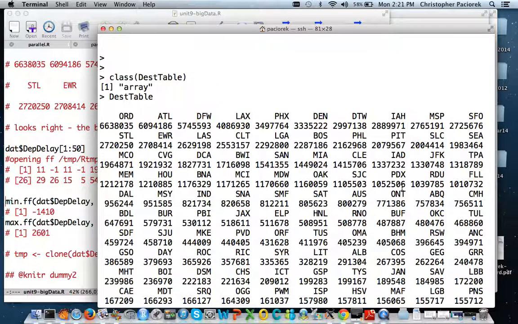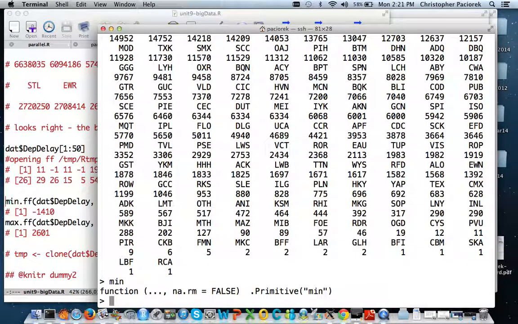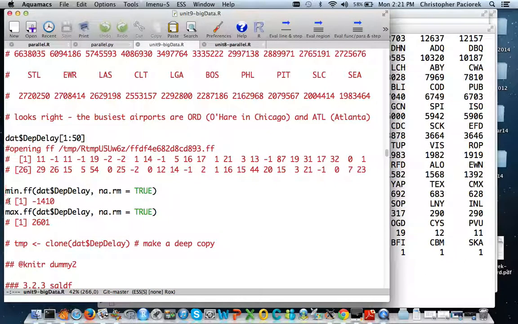So I'm trying to make sure that it is doing the ff specific one. So I guess this is a better illustration of the fact that it's a good idea to call min.ff instead of just min, because min is not actually defined as one of these S3 generics. Min is just defined as a standard function. So if I call min here, it's not going to go and dispatch and call min.ff, because this doesn't have the dispatching mechanism set up. Okay, I think I may not bother to run that just because it might take a little bit of time.